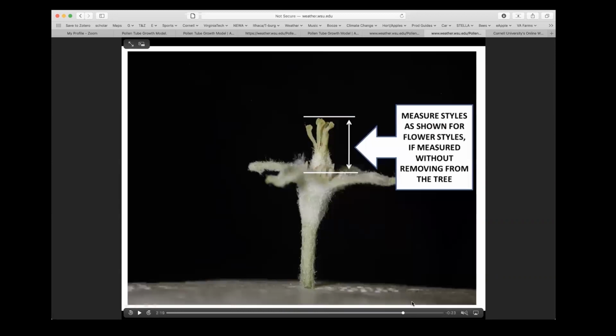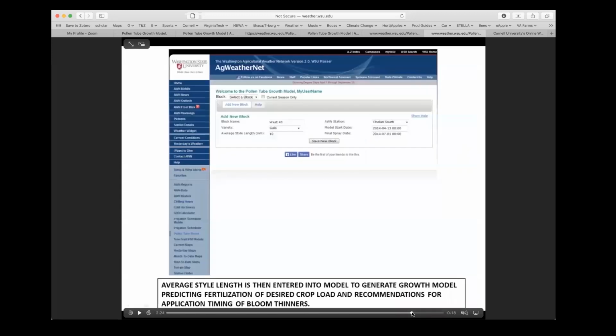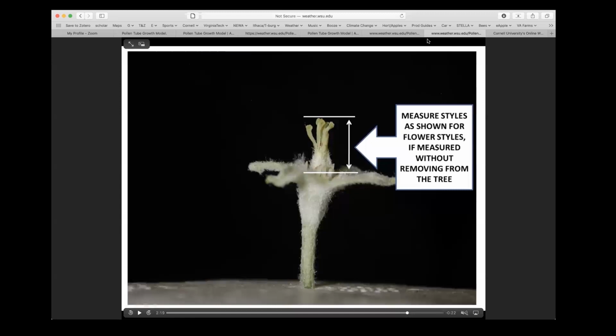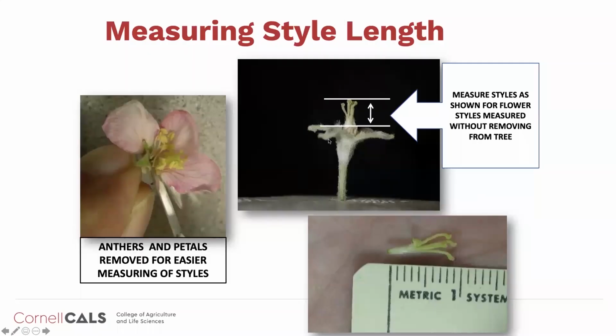It can either be done on the tree, or you can remove the flowers and do this off of the tree. I typically prefer to do it off of the tree. I just find it a little easier to go out with a Ziploc bag, pre-label it, collect my flowers, and go back to somewhere more conducive to focusing, with my calipers there, a piece of paper, or go right into the NUA website and enter the data. And that's how it looks on AgWeatherNet. So I'm going to stop sharing this screen now and go back to my PowerPoint. Okay.